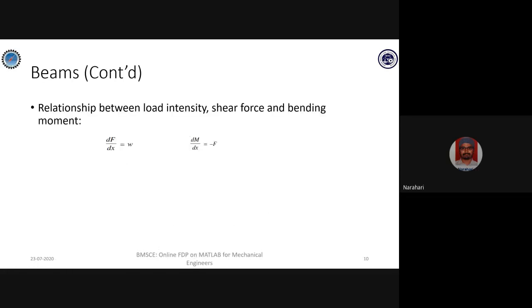And we know a very famous relationship between the load intensity, shear force, and bending moment. So dF by dx is given as W, where W is the load intensity. dM by dx is given as minus F. It depends: in some of the literature you'll find dF by dx as minus W and dM by dx as F, and vice versa of what I have shown here. So both ways it is okay. What we are interested in is the absolute relationship between the corresponding terms.